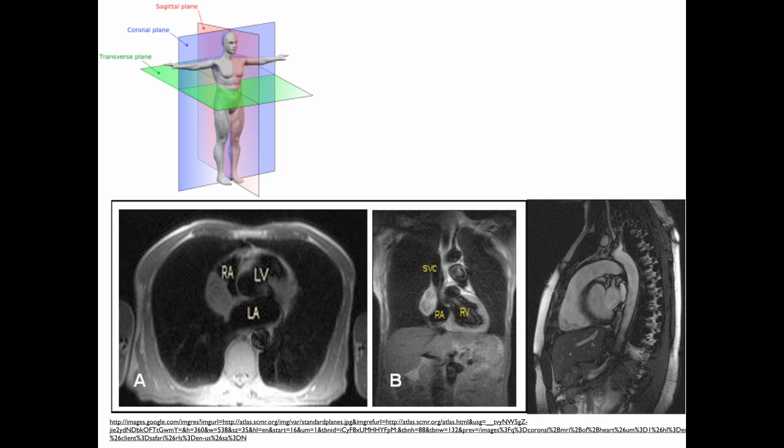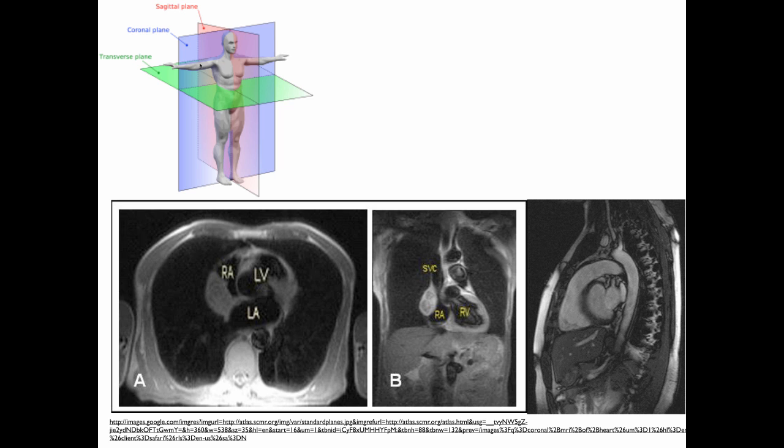Should have done this with the MRI, but there are different planes to imaging. So the axial or transverse plane slices someone in half, across this plane. And so this is what that image would look like, going up and down the body with the vertebrae always down at the bottom of the screen.